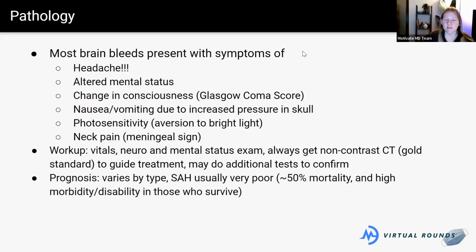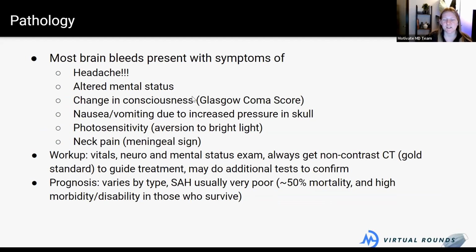Most brain bleeds are going to present with the symptoms of headache, altered mental status, or change in consciousness. Those are the three primary things that we would see. Depending on the severity of the brain bleed, you can just have a headache that is mild and nothing ever gets worse than that. Or you could completely lose consciousness, go unresponsive, go into a coma, and even die from it. So there's a huge spectrum of symptoms in presentation of brain bleeds.